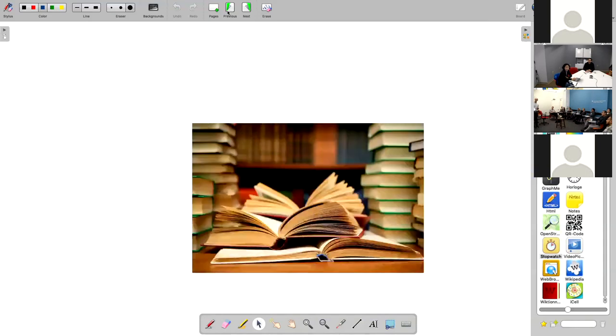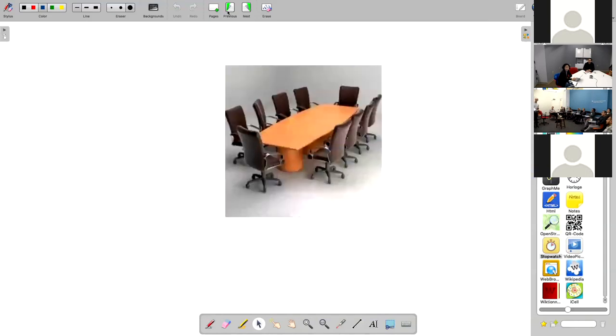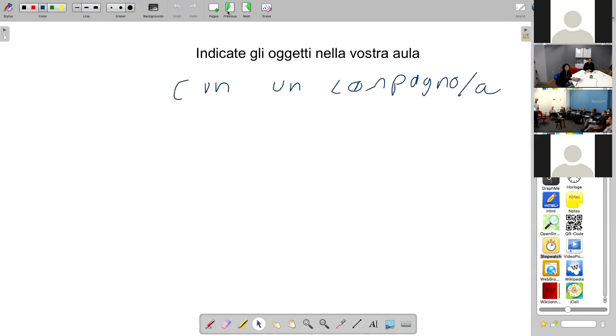But then there are moments when we have the students do independent activities. So this one is a directed activity, or a direct practice activity. We're working together to point out different objects in the classroom. But if there's a student who doesn't understand what we're doing, if I say, indicate gli oggetti della vostra aula, and they don't know what that means, they can look at it written on the screen and understand this is what we're doing.